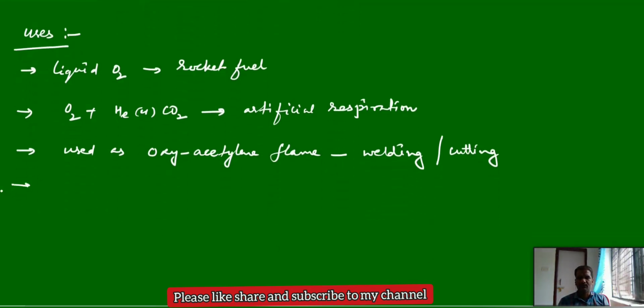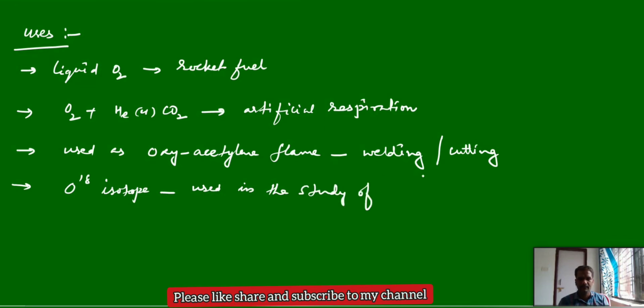Also, isotopes of oxygen we can sometimes use in a reaction to identify the mechanism. The oxygen-18 isotope is used to study reaction mechanisms. Mostly isotopes can be used in the study of reaction mechanisms of chemical reactions.